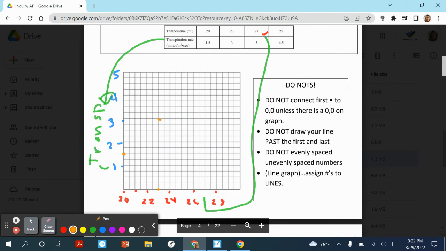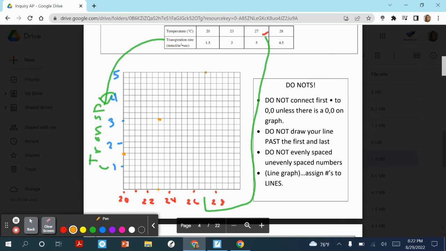And then my 27, we said, is in between the 26 and the 28. I just need to go up that line and make sure I don't get off the line there, because if you put one data point in the wrong spot, they're going to take off that point, even if all your data points are correct. And then it should be easy to find 28.